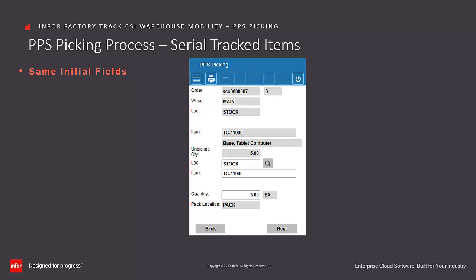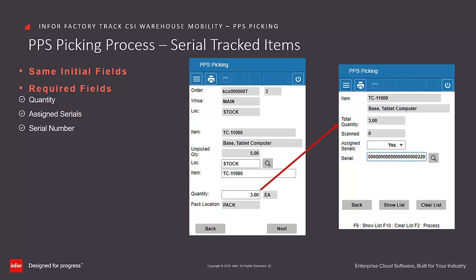If the item is serial controlled, we have the same initial fields. The quantity entered will control the next process by defining the scan quantity that would be required to complete the process. This becomes the total quantity value used on the serial selection processing form. This value will be validated so that it does not exceed the unpicked quantity unless the allow overpick parameter has been selected on the transaction set maintenance form.